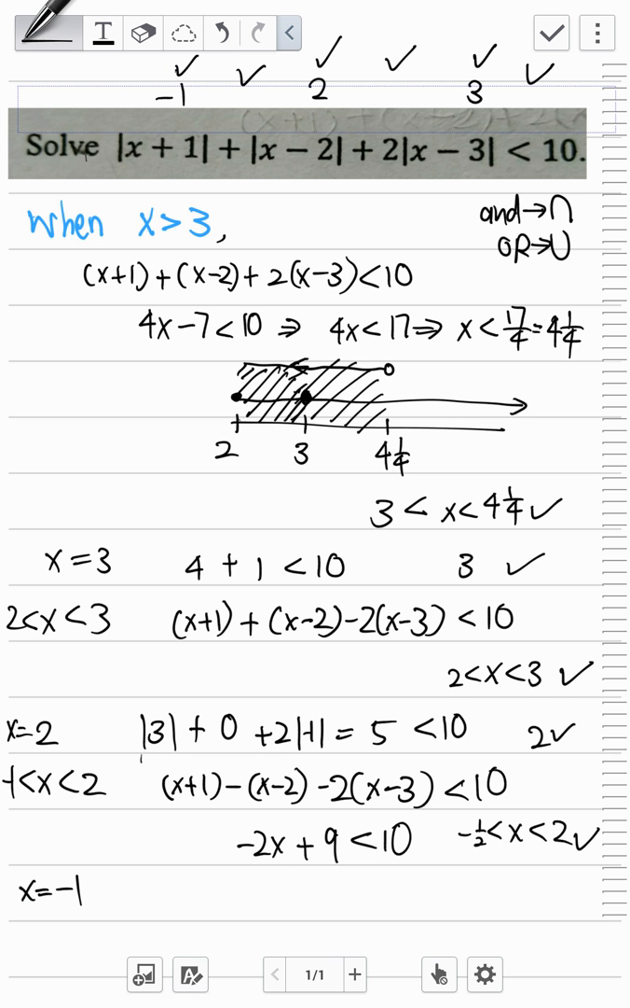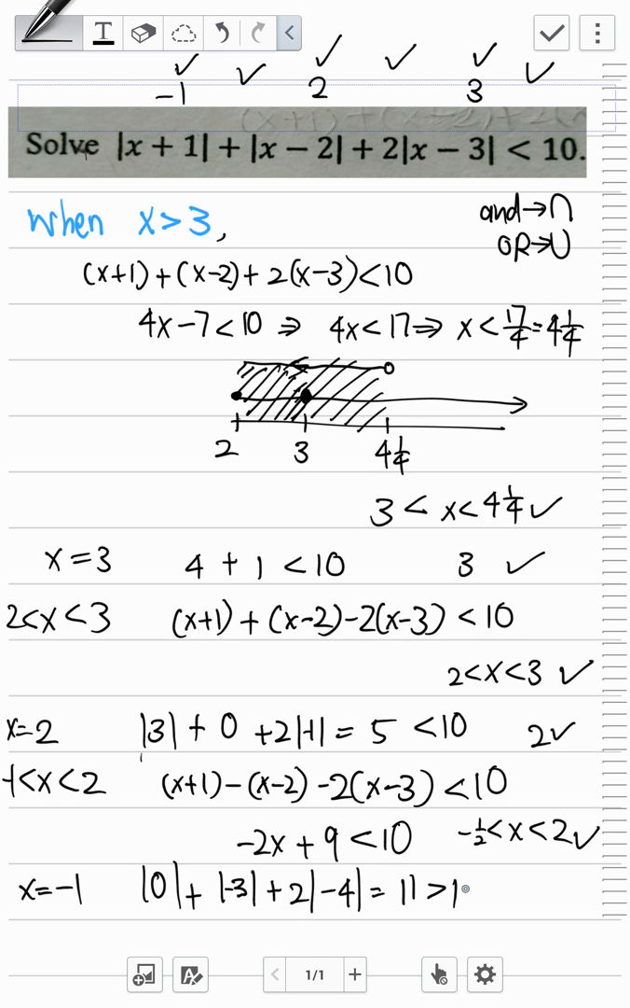When x equals minus 1, what happens? Because it's a single value, I just substitute inside. Minus 1 plus 1 is 0. Plus minus 1 minus 2 is minus 3. Then 2 times the modulus of minus 1 minus 3, which is minus 4. The modulus of minus 3 gives 3, plus 2 times 4 is 8. So 8 plus 3 is 11. 11 is greater than 10, which is not what we want, because we want something smaller than 10. Therefore, this part is no. We don't want to include these values in the range of x.